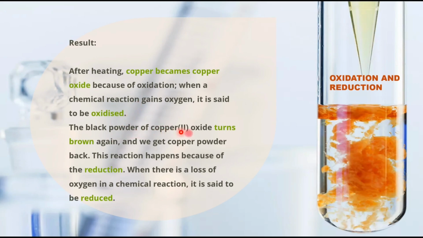The black powder of copper oxide turns brown again. Why? Because here the reaction happens because of reduction. Because of reduction, the black powder of copper oxide turns brown. In this reduction, there is a loss of oxygen. It is said to be reduced. This is how, in this activity, we can observe the changes with respect to oxidation and reduction.